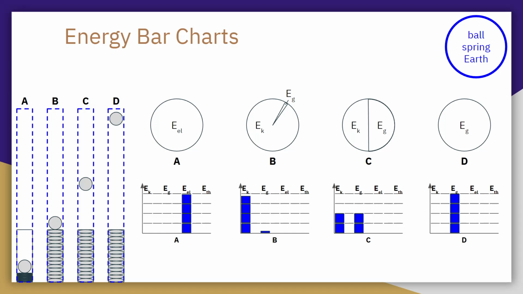At its maximum height, the ball will temporarily have a velocity of 0, so there'd be no kinetic energy. It's at its maximum height, so I have a lot of gravitational potential energy. There's still no compression in the spring, so no elastic energy, and once again, I do not need to include thermal energy in this account.